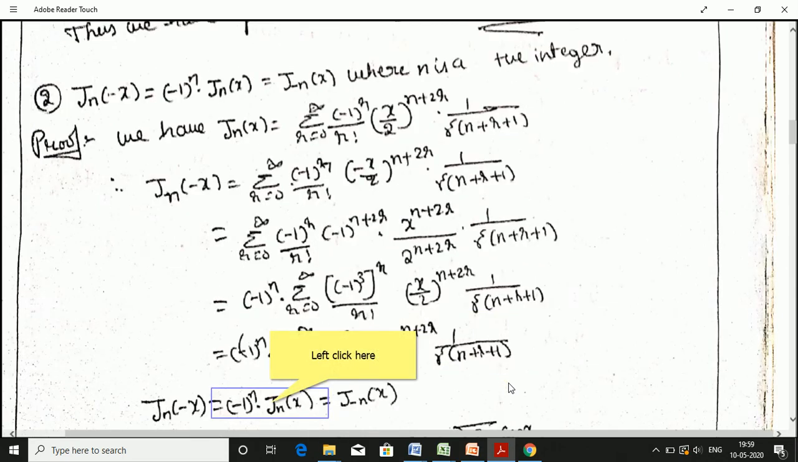Second property is Jn of minus x is equal to minus 1 power n into Jn of x. That is nothing but j minus n of x, where n is a positive integer.